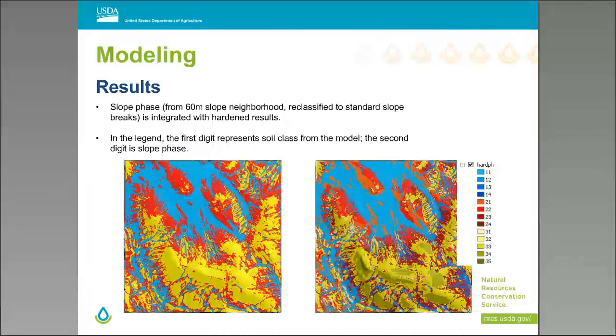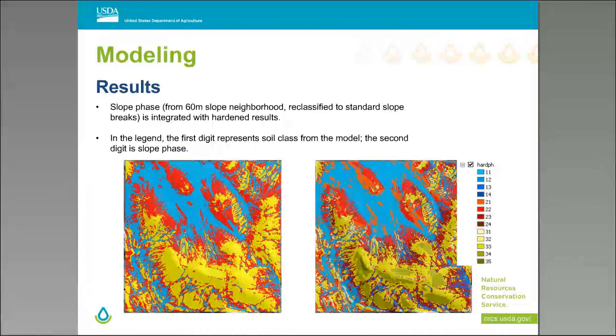And on the right, I have it all color-coded to maintain those classes, but the first digit represents the soil class from the model. So the ones that start with 1 are centered around the Cabot concept. The ones that start with 2 are centered around the Kernel concept, and the ones that start with 3 are centered around the Dixfield or Peru concept. And then the second digit is slope phase. Those are standardized slope phases: 0 to 8, 8 to 15, 15 to 35, 35 to 60.